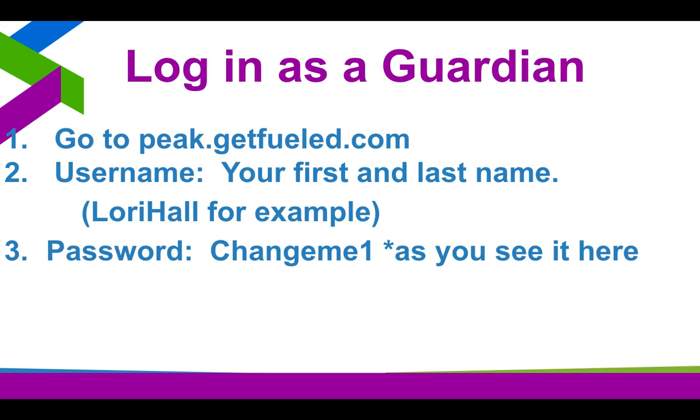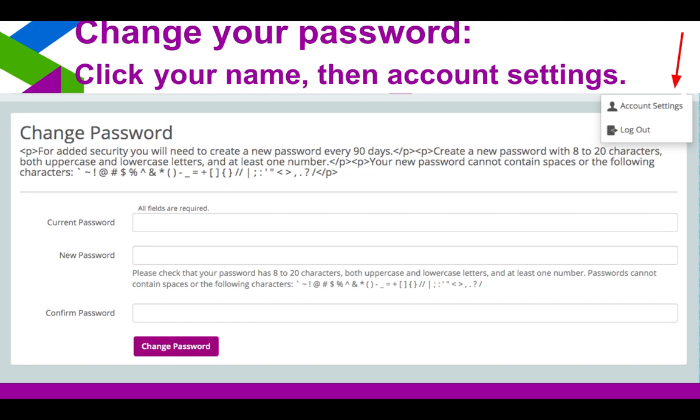Your username will be your first name, then your last name, capitals, so capital L, then capital H, for example, on mine, no spaces, and then your password will be change-me1 with a capital C at the beginning. When you log in, go to your name on the top right, click on account settings, and put in that current password, change me one, and then the new password you want. Go ahead and change that password. Go ahead and pause this while you do that.